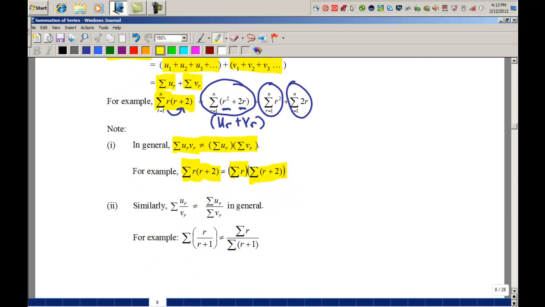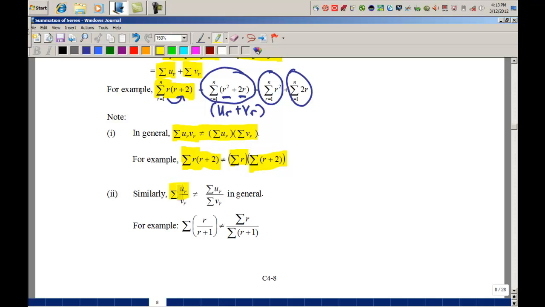If you look at part 2, summation u_r divided by v_r is not the same, again I highlight, not the same as summation u_r divided by summation v_r. So a simple example is the one given here. If you want to sum r over (r plus 1), it is not the same as summation r divided by summation (r plus 1). You cannot distribute the summation sign like this.